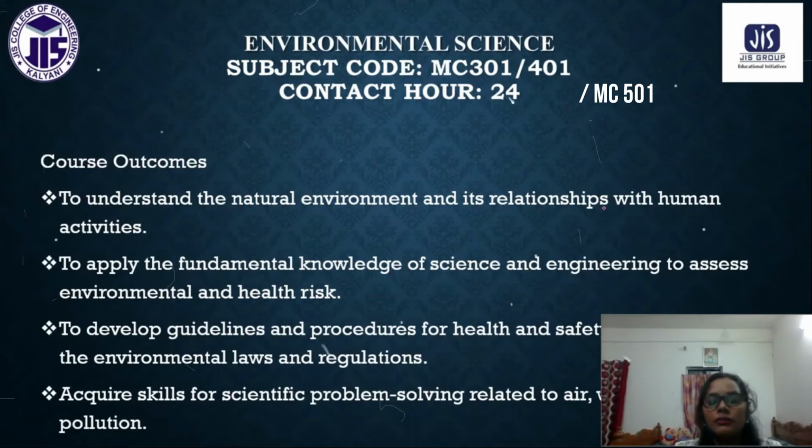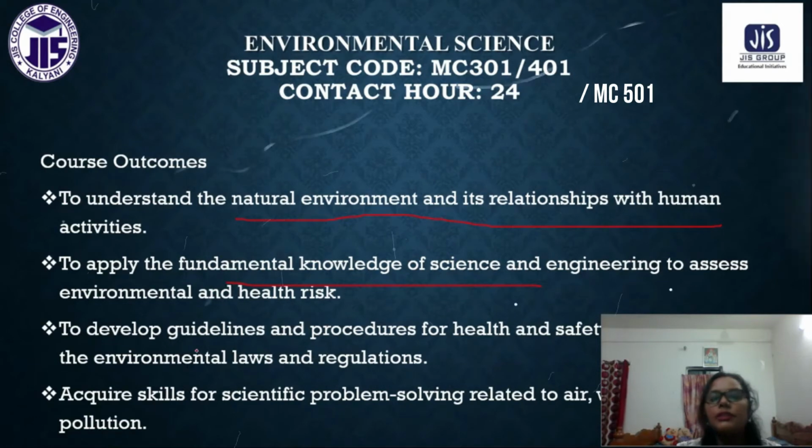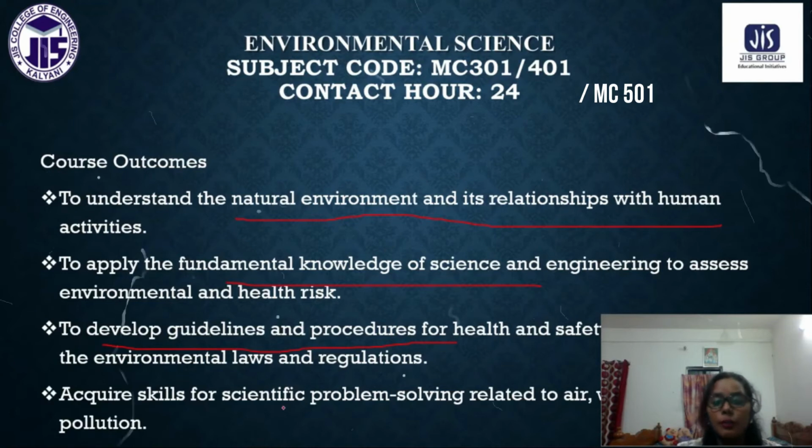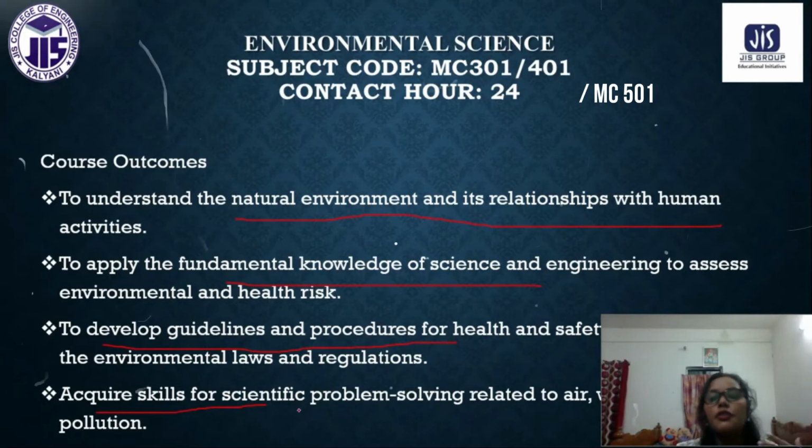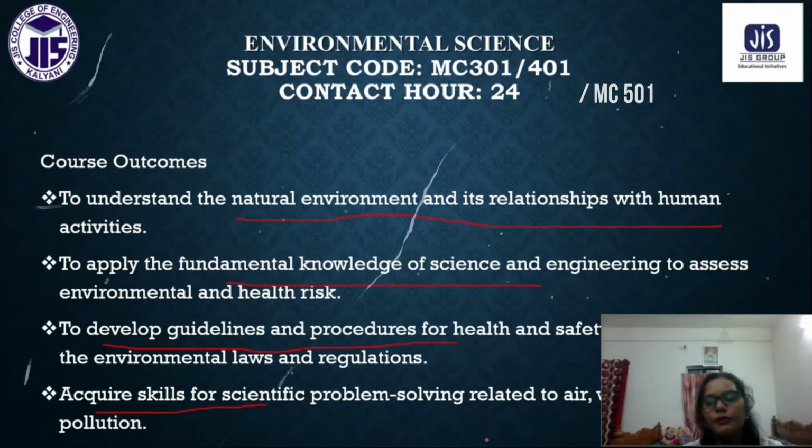Now, what are the course outcomes? These are some of the course outcomes of our course. You can understand the natural environment and its relationship, and apply the fundamental knowledge for solving problems. You can develop guidelines and procedures to sort out the problems, and also acquire skills which are beneficial to sort out some of the critical issues of the environment. So these are the course outcomes that we have for our course.